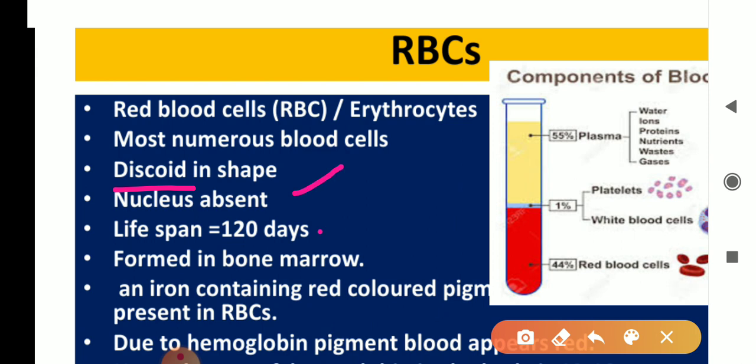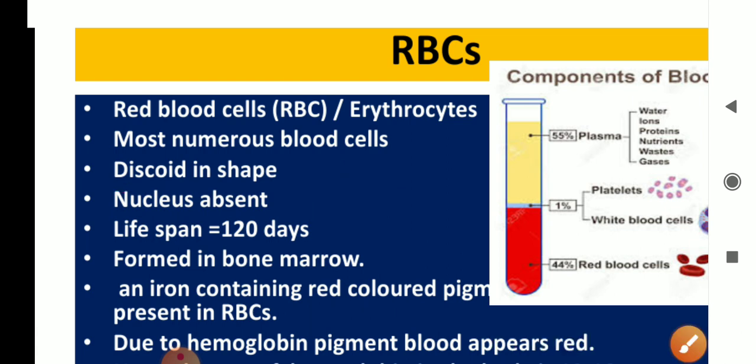Life span is approximately 120 days. They are formed in the bone marrow. They also have a red color pigment called hemoglobin, and due to this pigment the color of the blood is red. Is it okay?